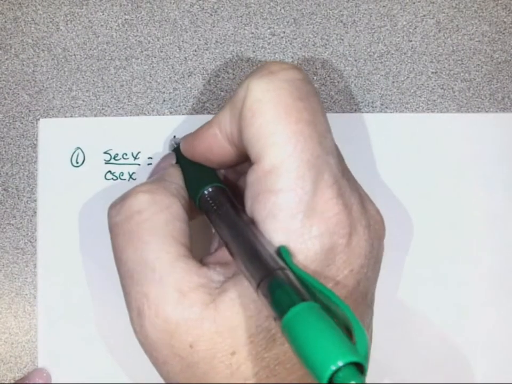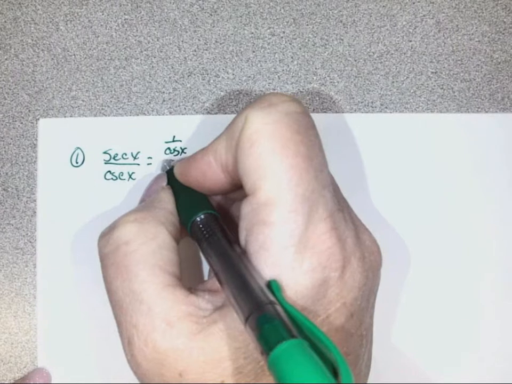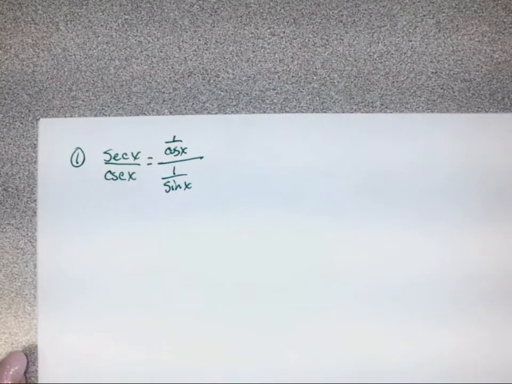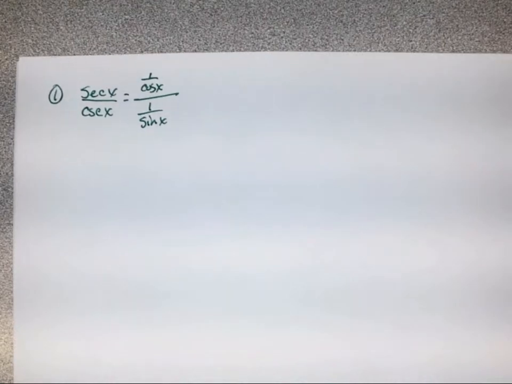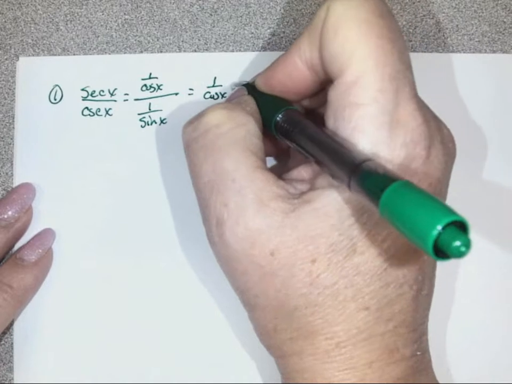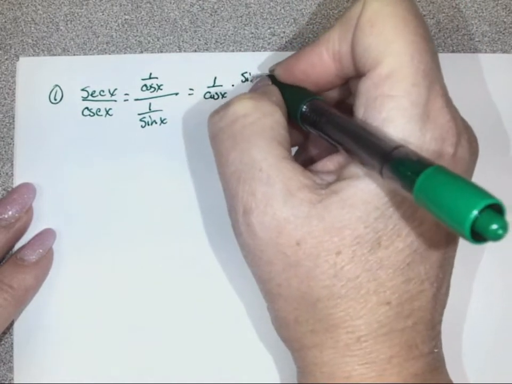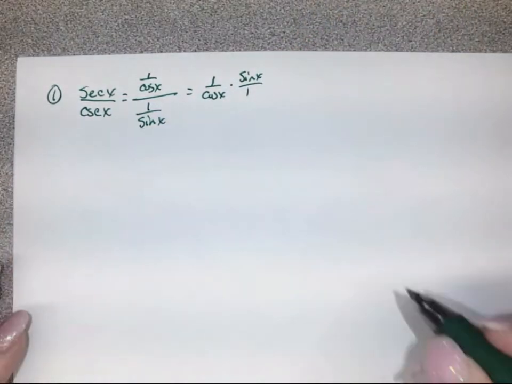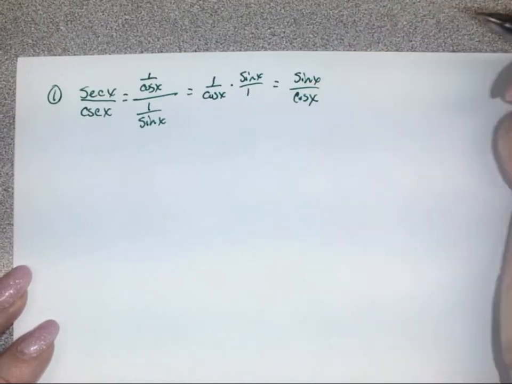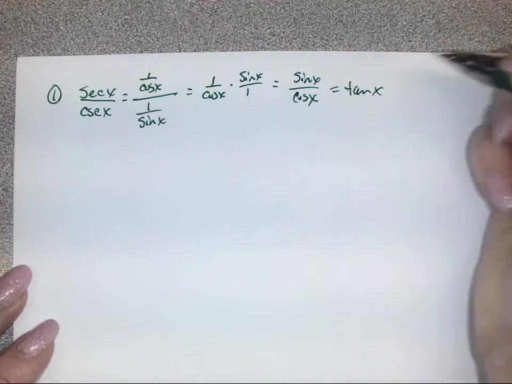So that's all we're going to do, is simplify it. First thing we want to do is write everything in terms of sine and cosine. Secant is 1 over cosine, and cosecant is 1 over sine. Remember, we don't divide by fractions, we multiply by reciprocals. So let's look at it as 1 over cosine times sine over 1. Well, if we just multiply that across, we get sine x over cosine x, and that will be equal to tangent x.